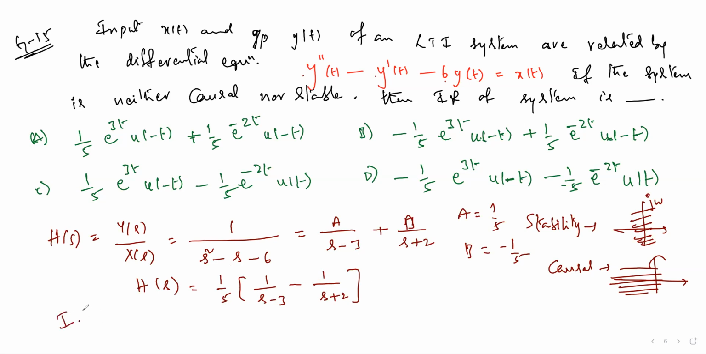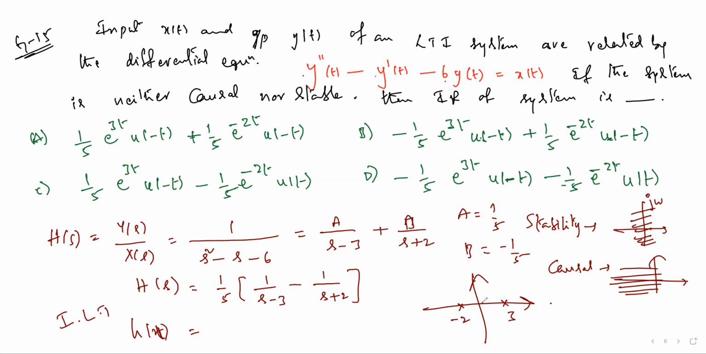If you get this, what is the inverse Laplace transform, h of t? That's the impulse response of the system. Now observe the S-plane: one pole is at plus 3, the other pole is at minus 2. For stability we have to include the j omega axis. It should not exclude the j omega axis. When is that possible? If both are right side, of course, it won't include.